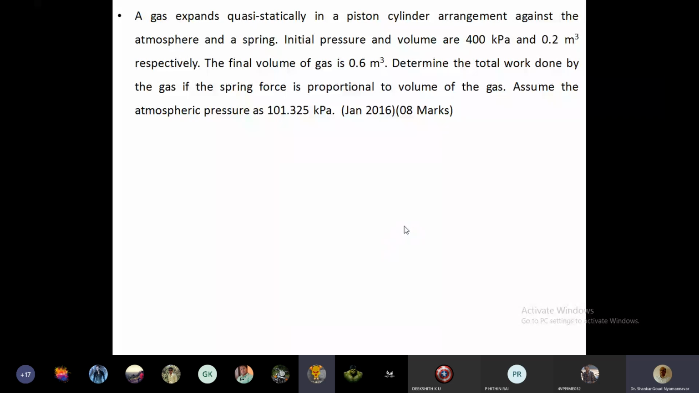Sir, how many marks does this question appear for? 10 marks. This question is for 10 marks. Sometimes 6 marks will be there. If it is a simple question, it is for 5, this is 10 marks. Previous problem also 10 marks.